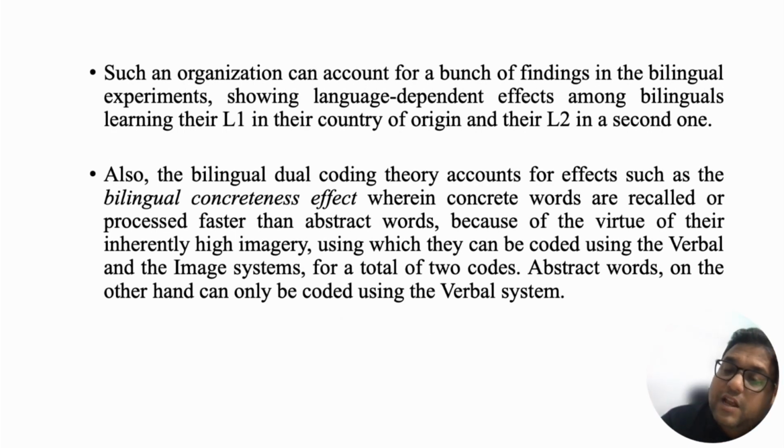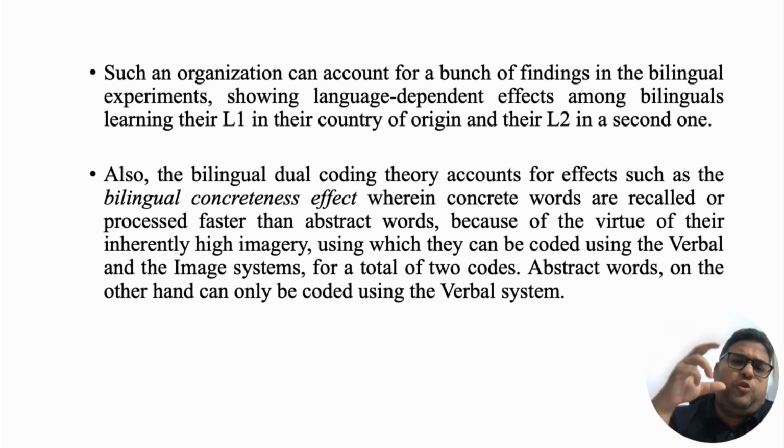Such an organization has been able to account for a bunch of findings in bilingual experiments, showing language-dependent effects among bilinguals learning their L1 in their own home country and L2 in a second one. For example, one of the effects that this bilingual dual coding approach accounts for is the bilingual concreteness effect. According to this, concrete words are recalled or processed faster than abstract words by virtue of their inherently high imagery, using which they can be encoded using the verbal and image systems for a total of 2 codes.